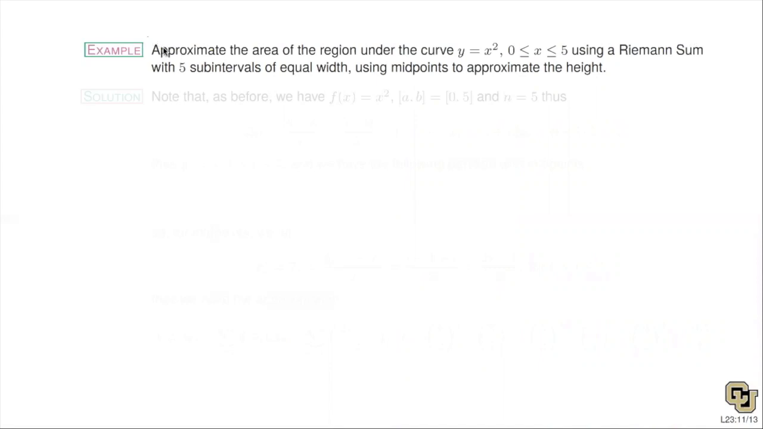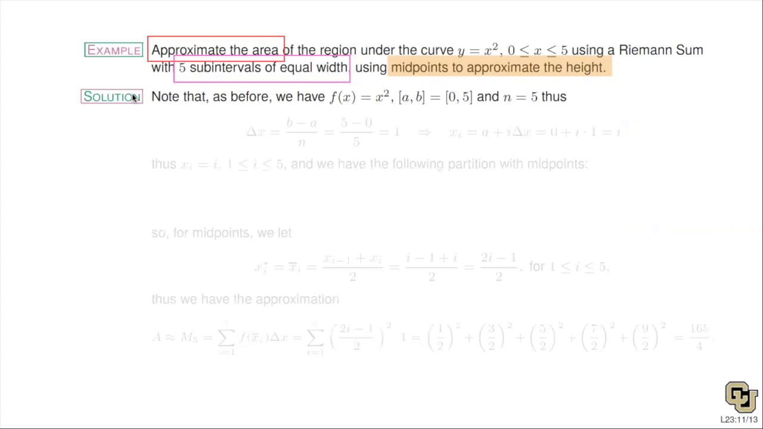So here it's the same problem. And when I say same problem, I want you to really be aware, this is an approximate the area problem. I'm expecting n to be some kind of constant. And here we're given n to be 5 subintervals of equal width. So n is 5. And then I'm looking for which sample point we're going to use. In this case, they tell us to use midpoints. No problem. I start the same way as I did the other problem. Identify the function, identify the interval, here a to b is 0 to 5, and n is 5.